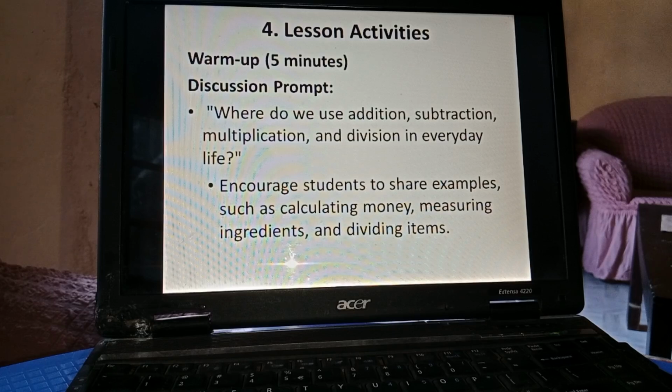Discussion prompt. Where do we use addition, subtraction, multiplication, and division in everyday life? Encourage students to share examples such as calculating money, measuring ingredients, and dividing items. So where do we use these? Addition, subtraction, multiplication in our day-to-day life, guys?